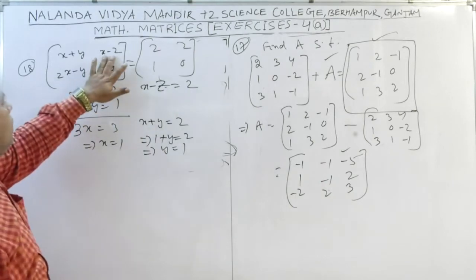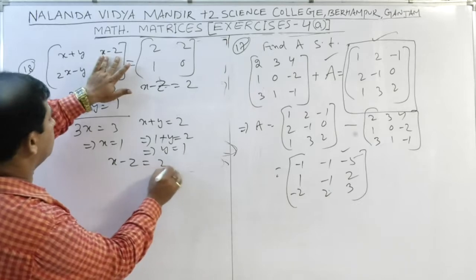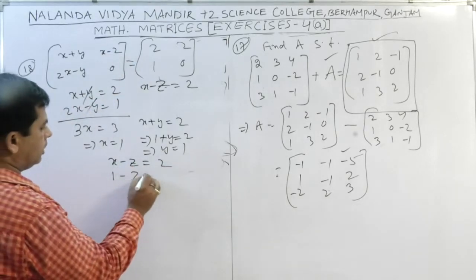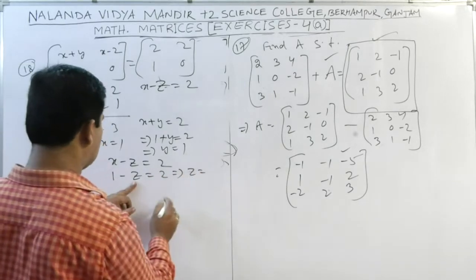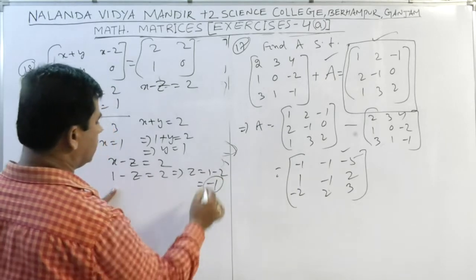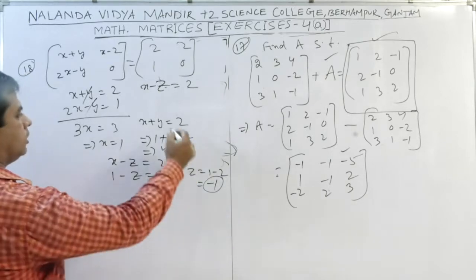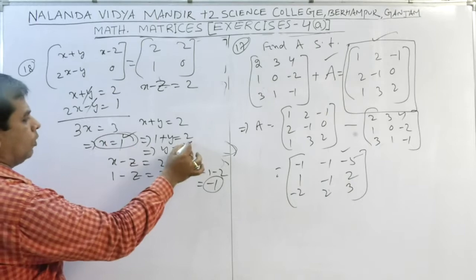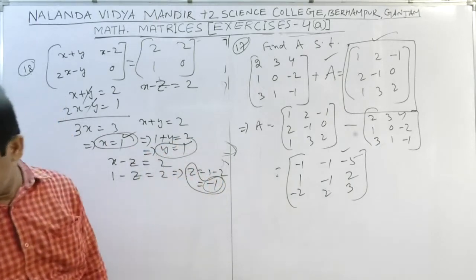Put the value of x in this equation, x minus z is equal to 2. Putting x equal to 1, 1 minus z is equal to 2, which implies z is equal to 1 minus 2, which is minus 1. Therefore, z is equal to minus 1. So x is equal to 1, y is equal to 1, and z is equal to minus 1. Okay.